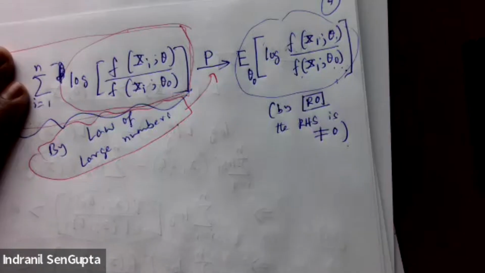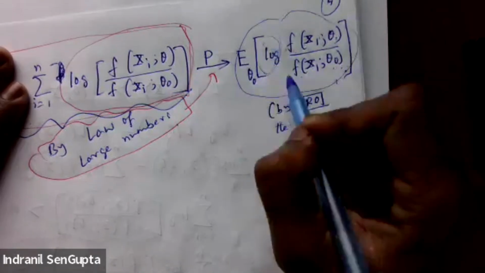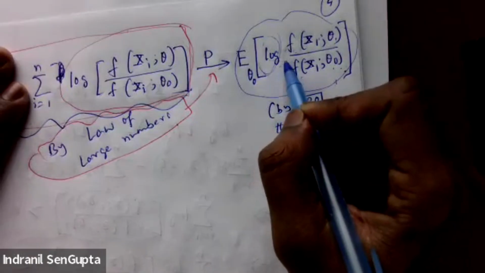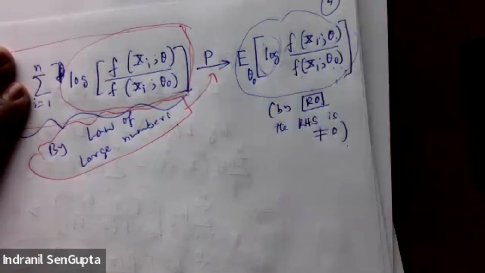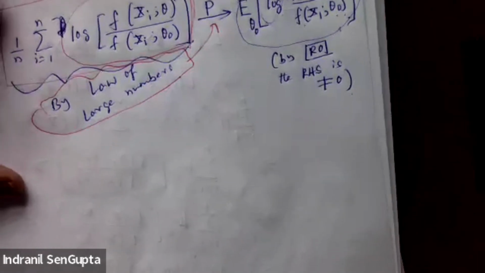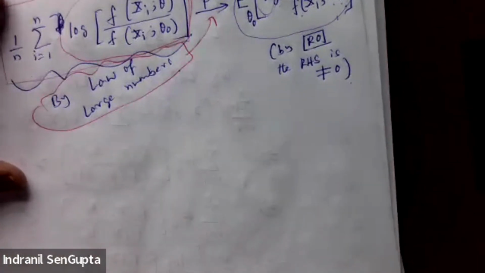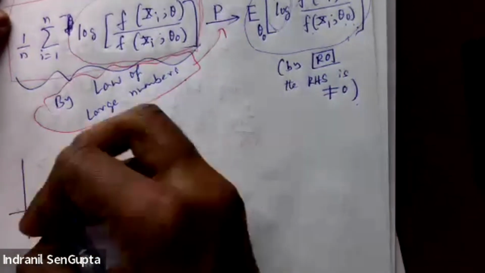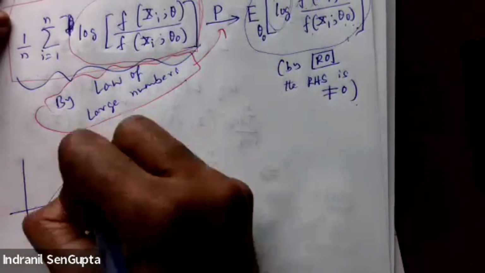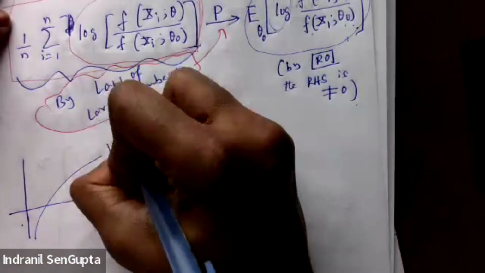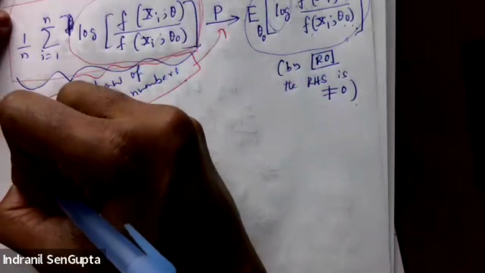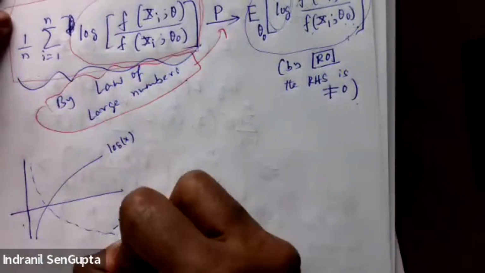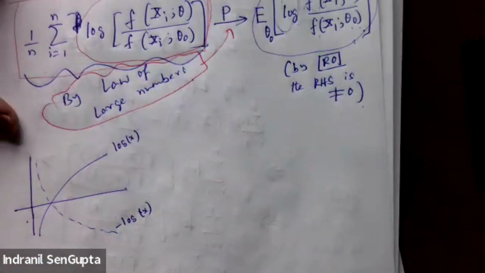Now this log function, as we have seen, minus log is a strictly convex function. If I just draw the log function, it looks like this. This is the log function, log of x. If I take the minus log of x, it will be just the opposite of this one. So minus log of x is a strictly convex function.